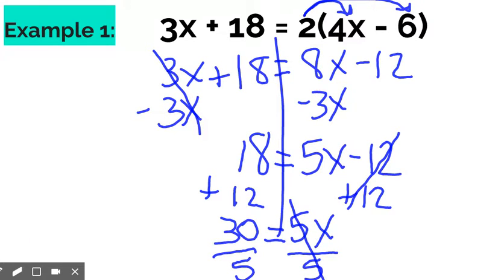So the 5's cancel out. 30 divided by 5 is 6. So we end up with 6 equals x as our final answer. This one has one solution. If you get it down to one variable, we're down to 6 equals x. That's a one solution problem.